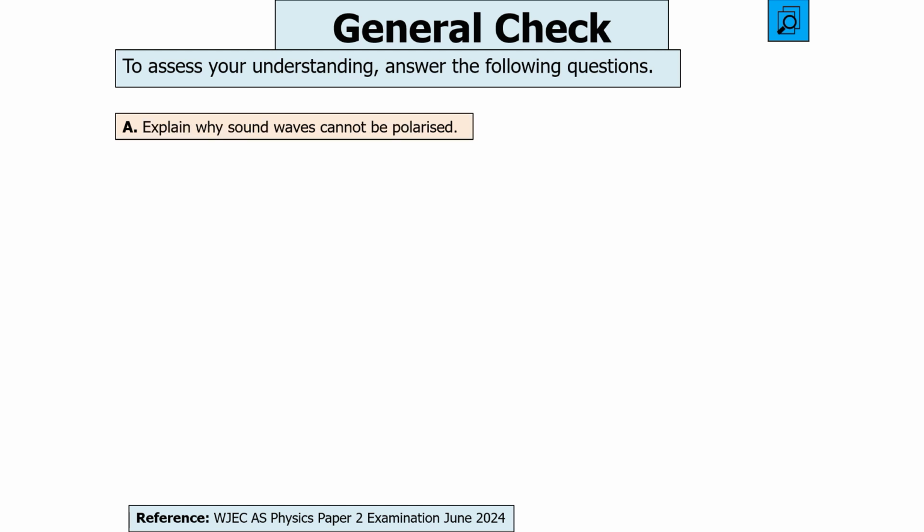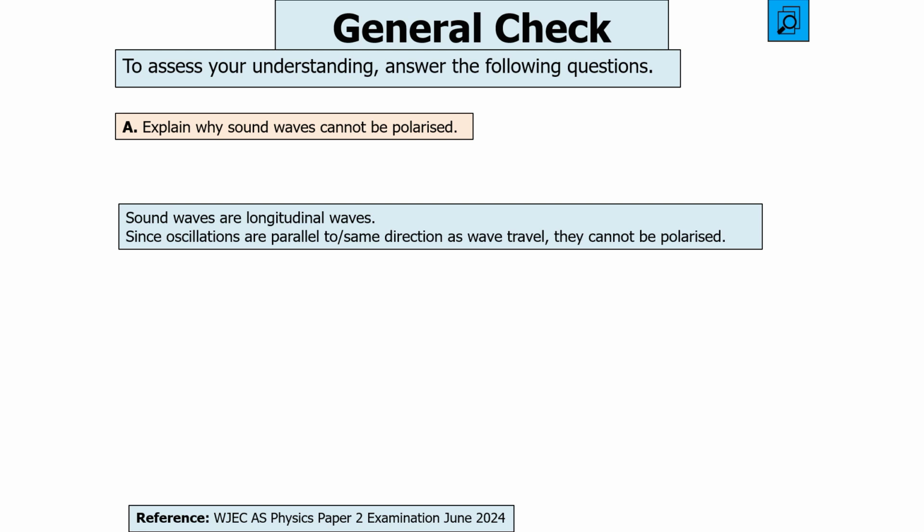Next question, explain why sound waves cannot be polarized. So pause the video now, then unpause the video when you want to go through your answer. So sound waves are longitudinal waves. So since oscillations are parallel, or in the same direction, to wave travel, it tells us that they cannot be polarized.